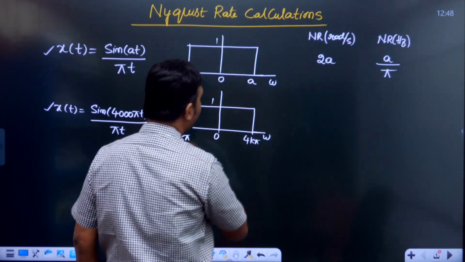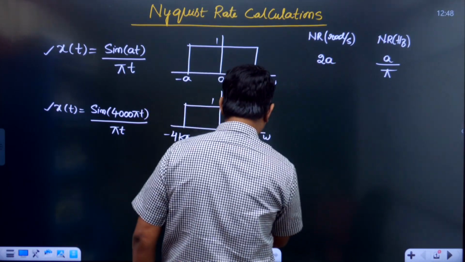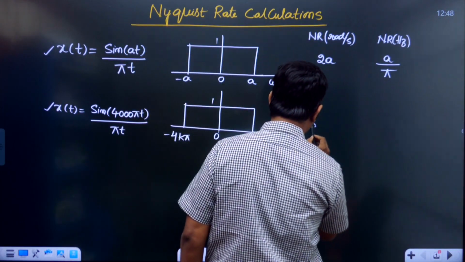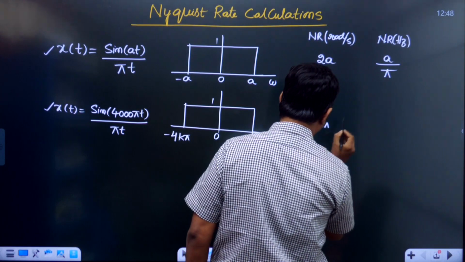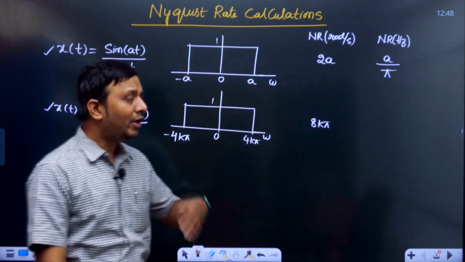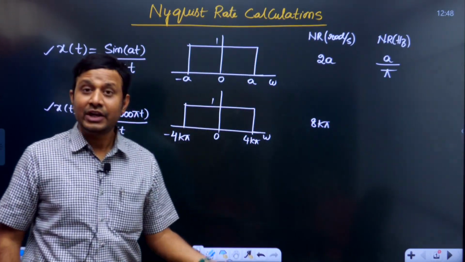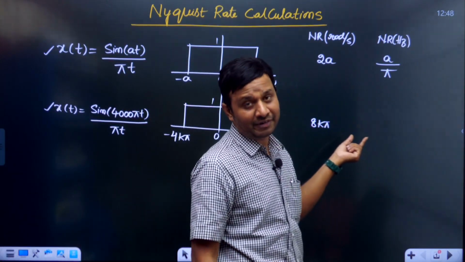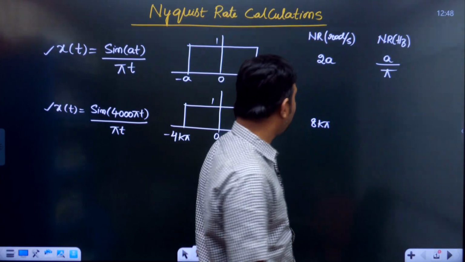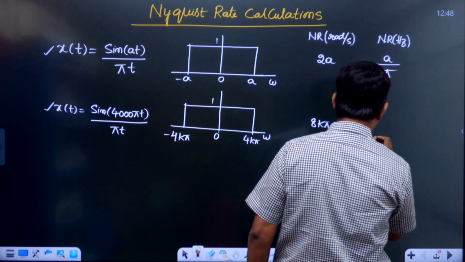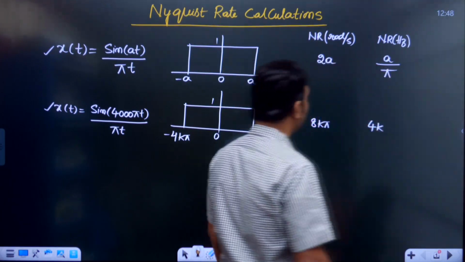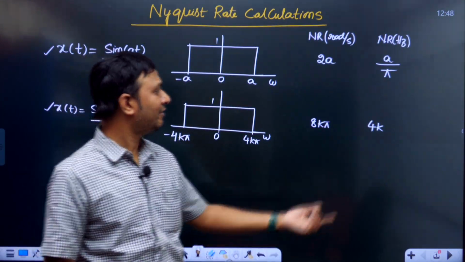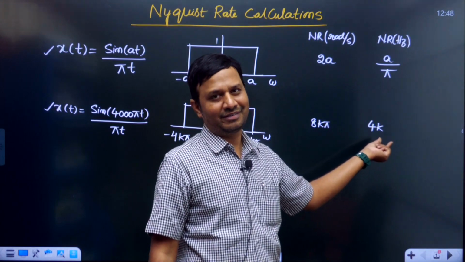Now the Nyquist rate would be, in radians per second, twice the highest frequency component, 8000 pi. 8000 means 8k pi radians per second. And if you want it in terms of hertz, divide this with 2 pi. Now what will happen? 4000 hertz, that is 4k. And if they ask for the Nyquist interval, it is 1 by 4000 seconds.